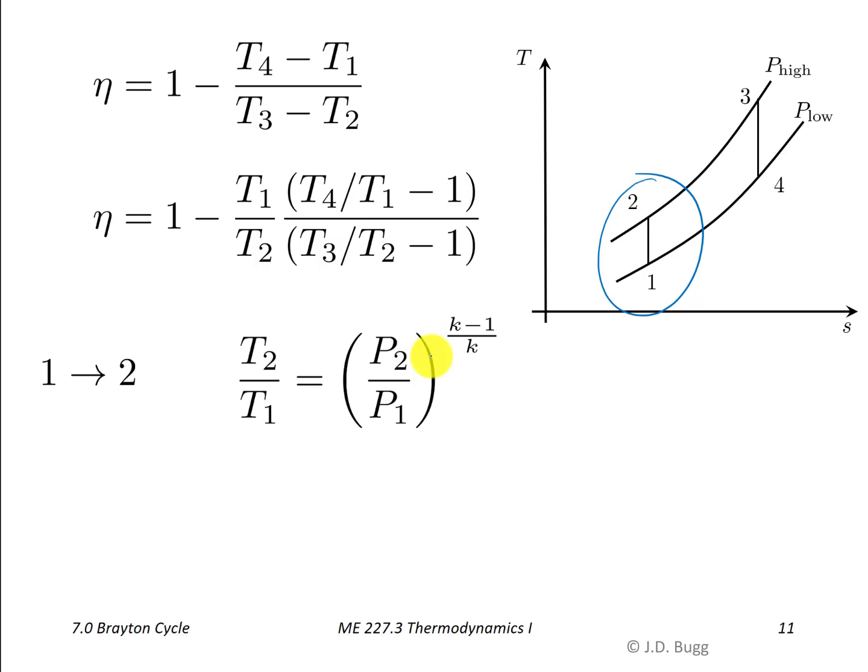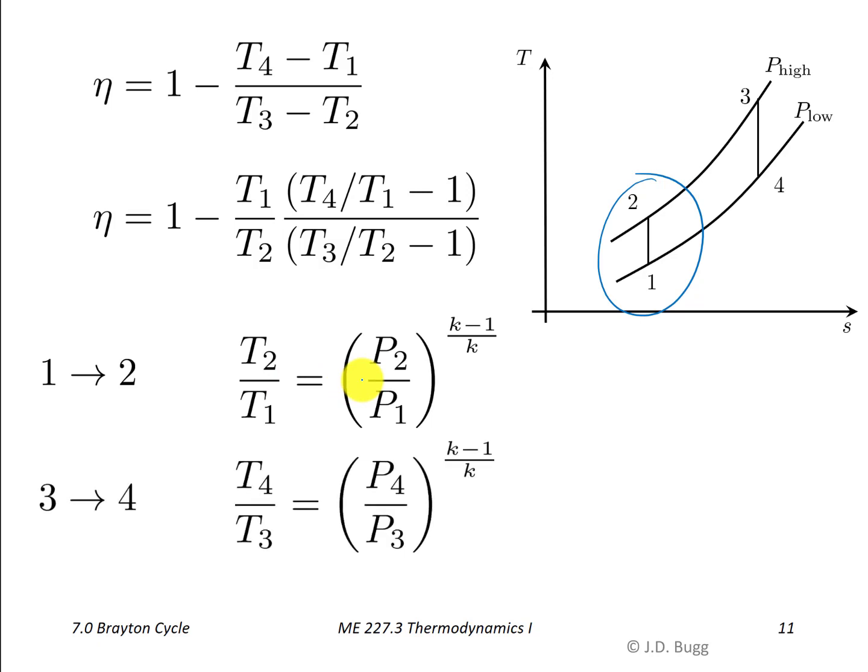So looking at the compressor, that gives us a relationship for T2 over T1. Well, we can do the same thing for the turbine. The turbine is also isentropic, so T4 over T3 is P4 over P3 to the power K minus 1 over K.